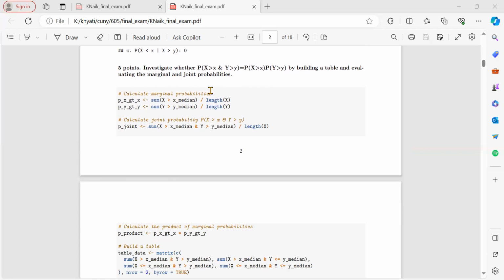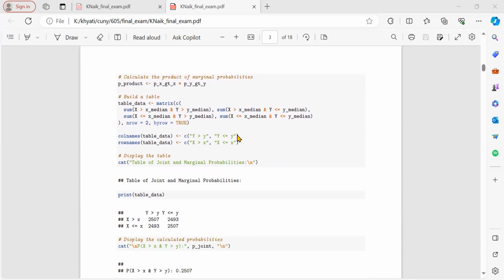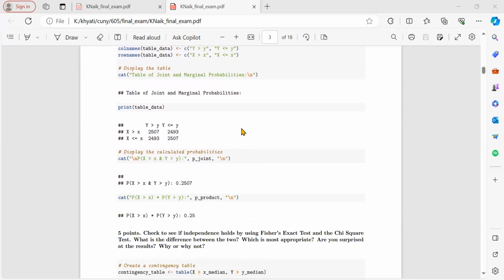Moving forward with our next question, where we are trying to investigate whether the probability of this is equal to the probability of this, we are trying to build a table and evaluate the marginal and joint probabilities. So basically, the table of joint and marginal probabilities provides a comprehensive view of the relationship between x and y based on their magnitude. So again, we are calculating the marginal probabilities and joint probability using the formula. And we are building a table and the results are here.